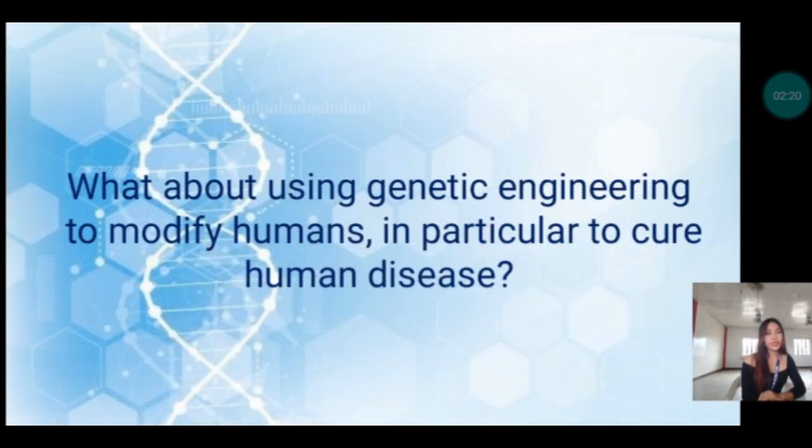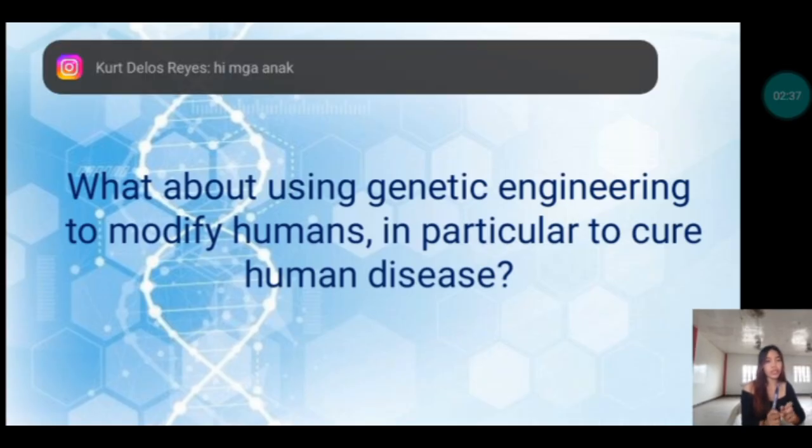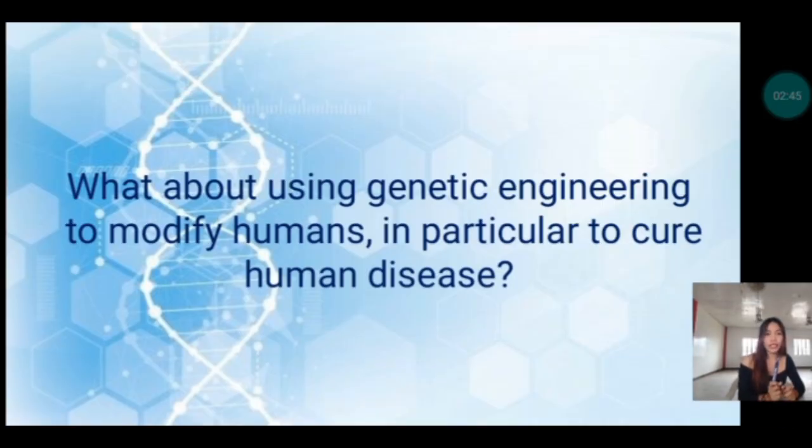So what about using genetic engineering to modify humans, in particular to cure human disease? So genetic engineering in humans is called gene therapy. It aims to cure diseases by modifying genes. So what is treated or changed are the faulty genes, the genes that have mistakes. It can be done in two ways.